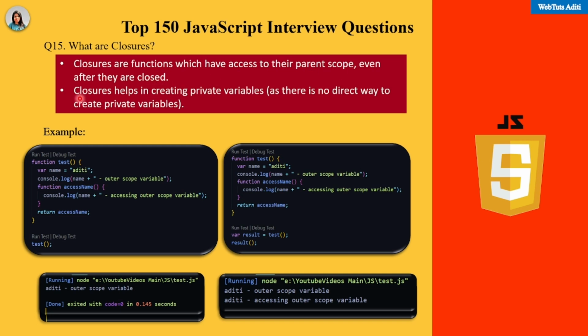Now the next point says closures help in creating private variables as there is no direct way to create private variables. In JavaScript, there is no direct way to create a private variable. Like in other programming languages, there are identifiers. Like in C++, if you declare some variable as private, it will make that variable private. But in JavaScript, there is no such keyword. So what we can do is we can use these closures to make a variable private.